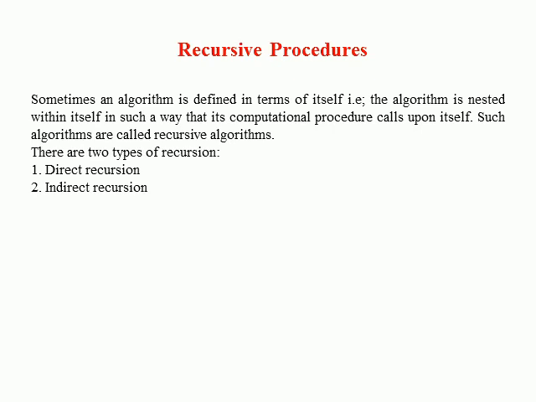Indirect recursion is this: consider there are two subroutines or two procedures. From one procedure we call the other procedure. From the other procedure we call the first procedure. If this happens, it is called indirect recursion.